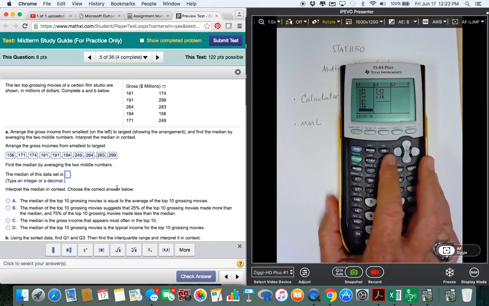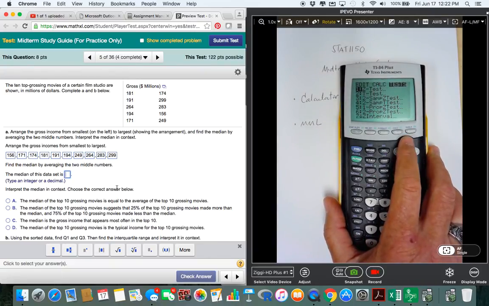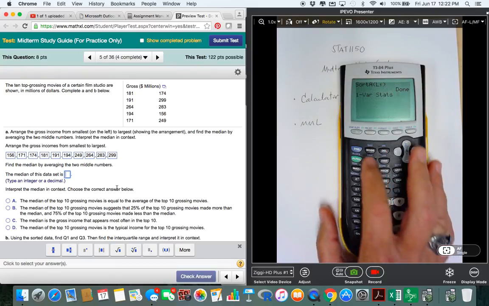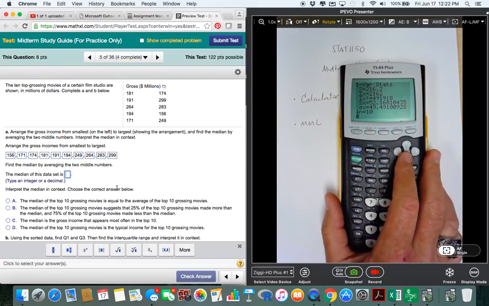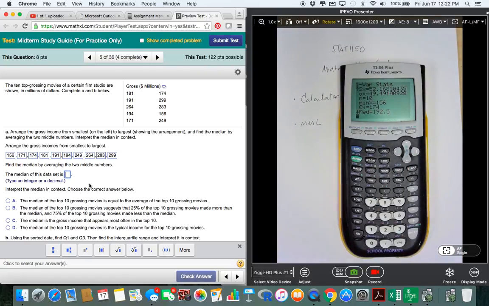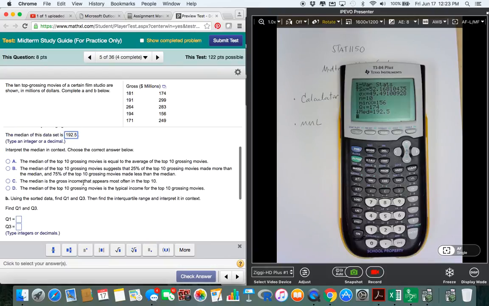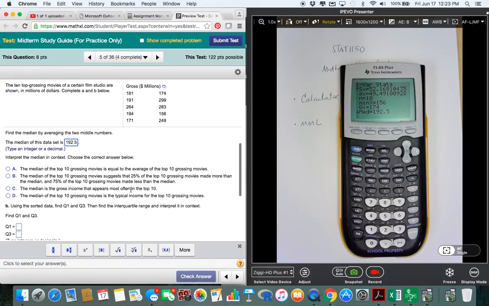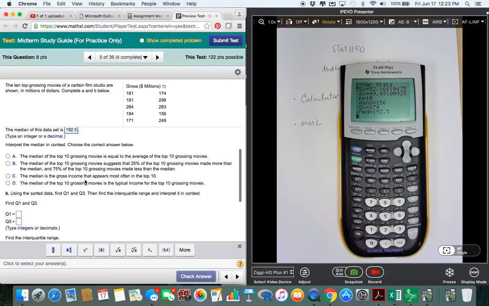Now find the median. I guess I wouldn't do that by hand. I would use technology to find the median. So I would go 1 variable stats, L1. And I would scroll down to the bottom and see that the median is 192.5. Interpret the median. The median is equal to the average? It's not. 25%? The median is the gross income most often? It doesn't occur the most often. The median suggested 25% made more than the median? That wouldn't be correct. So the median is the typical income, which it is.